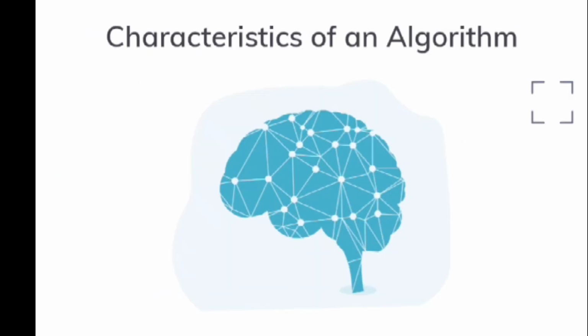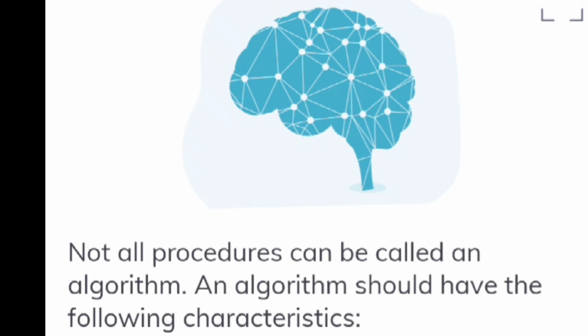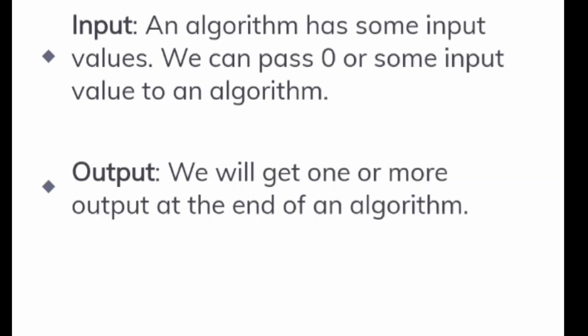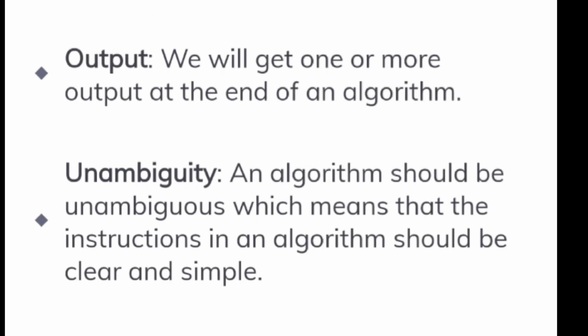Characteristics of an algorithm. Not all procedures can be called an algorithm. An algorithm should have the following characteristics. Input: an algorithm has some input value. We can pass 0 or some input value to an algorithm. Output: we will get one or more outputs at the end of the program. Unambiguity: an algorithm should be unambiguous, which means that the instructions in an algorithm should be clear and simple.